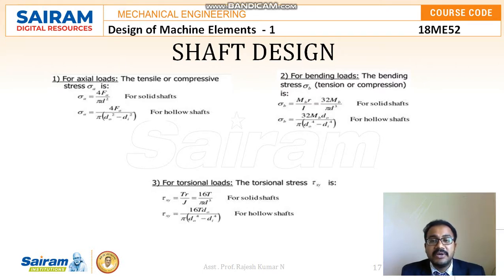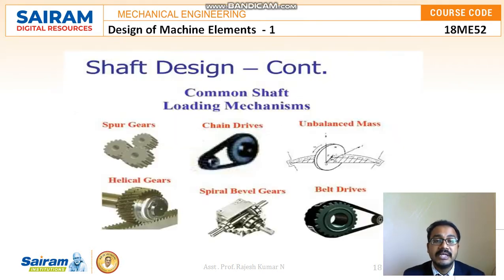First, for the solid shaft, it is M b r by I, that is 32 M b divided by pi d cube, where the inertia value has been substituted. And for the hollow shaft, it is 32 M b d o divided by pi into d o power 4 minus d i power 4. And for the torsional loads, for the solid shaft, it is T r by J, that is 16T divided by pi d cube, and for the hollow shaft, it is 16T d o divided by pi into d o power 4 minus d i power 4.